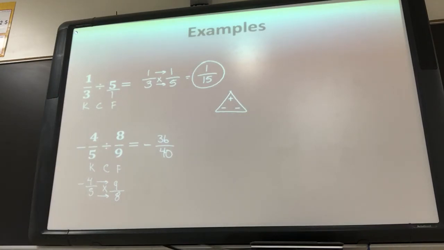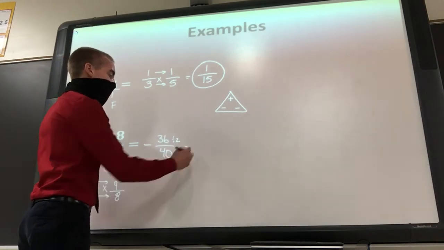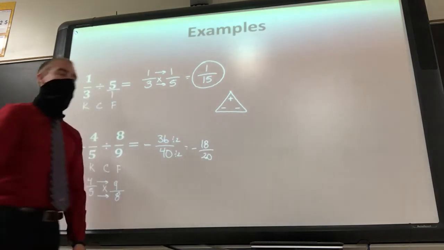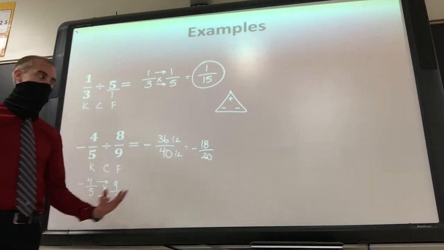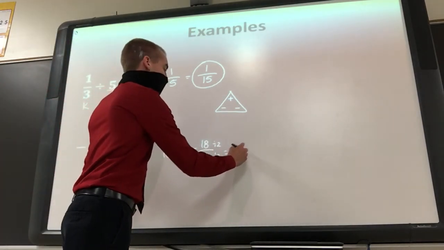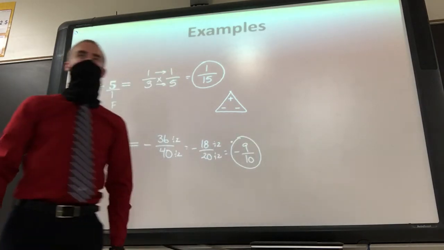Do we need to simplify? Yeah. What can we divide 36 and 40 by? Alex? 2. We can divide by 2. We divide by 2, we get -18 over 20. Are we done? No, because we also need to divide this by 2 as well. So we get -9 over 10. And that is in simplest form.